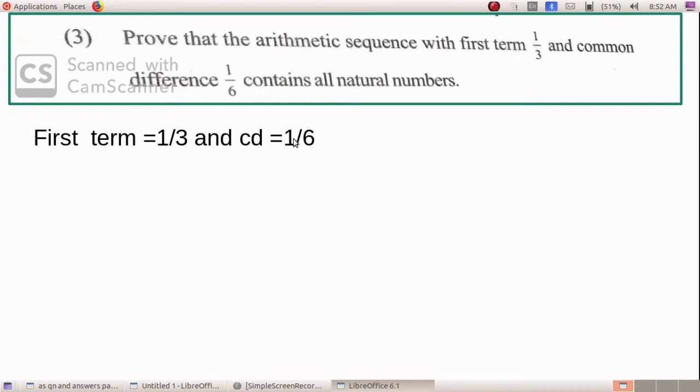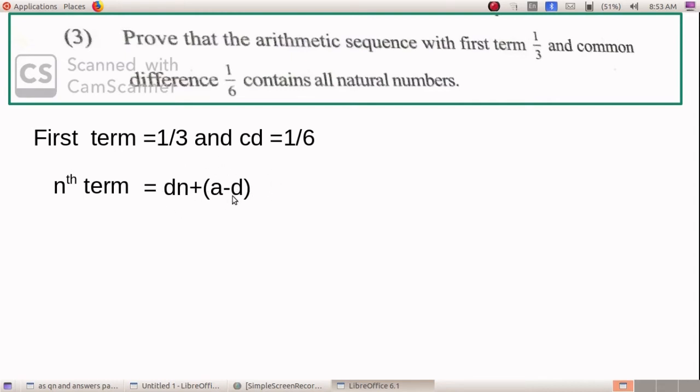Now let us formulate its nth term or algebraic form. We know the algebraic form is dn plus a minus d. The nth term is dn plus a minus d. How this formula comes, I have explained in the last class. This is another form of a plus n minus 1 into d, which can be rewritten as a plus dn minus d.